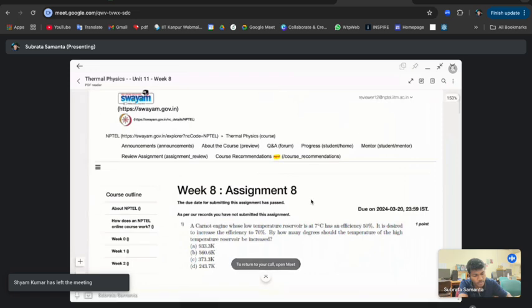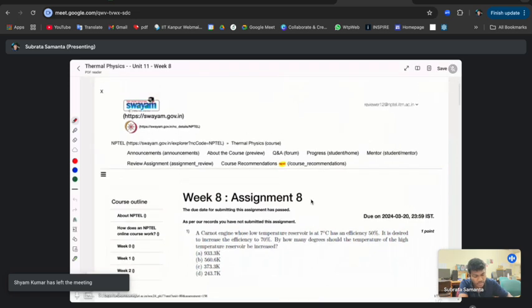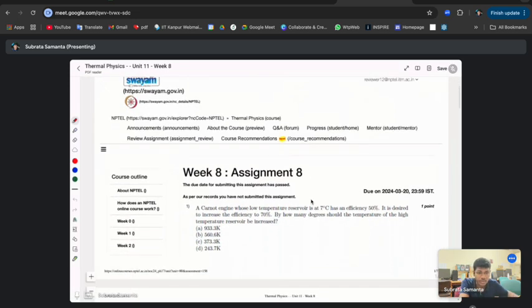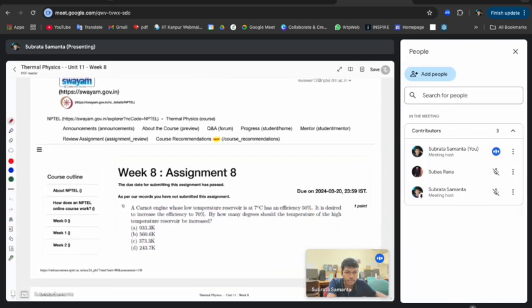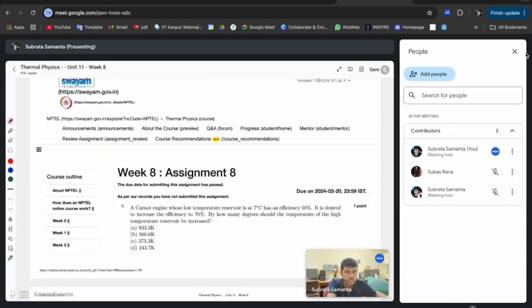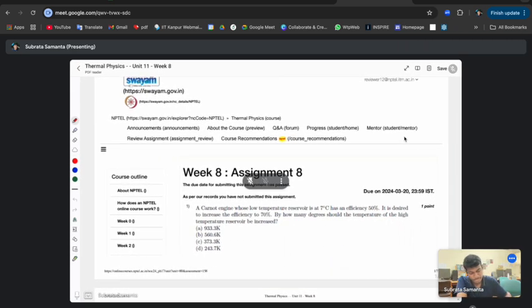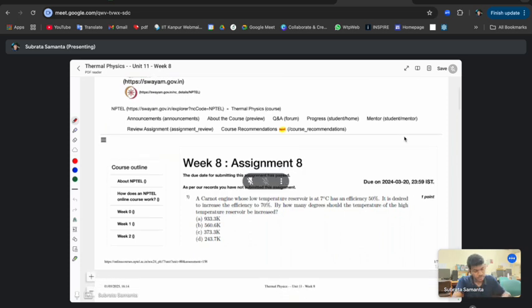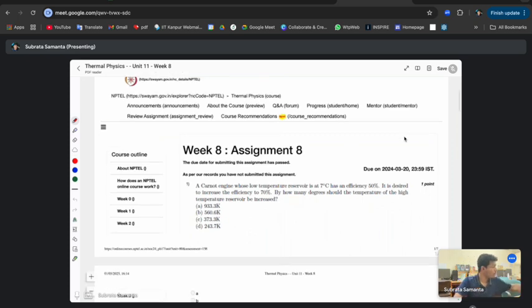So this is a previous year assignment 8 problems. I'll solve these problems, and I hope at the end you will solve this week's assignment problems. So in the first problem, it is basically related to Carnot engines.